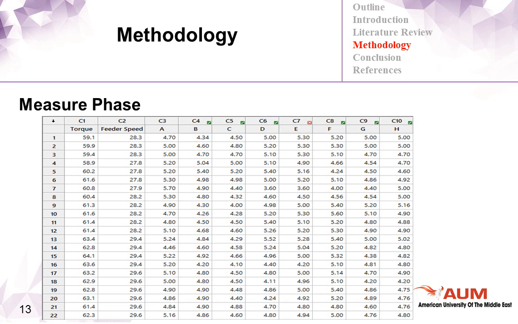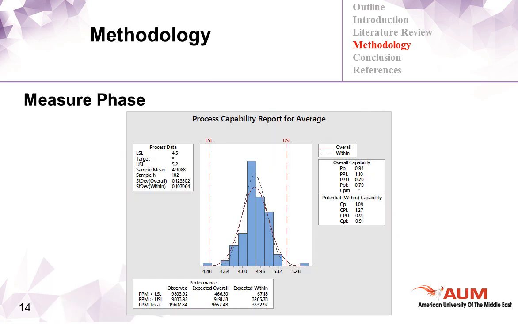Therefore, we collected raw data from the company and inserted it into Minitab as shown in the slide to be able to find the process capability report for the average wall thickness of the current process. From this process capability report, we can see that we have bars out of the specification limits, and our process capability Cp of 1.09 is not equal to our process capability index Cpk of 0.91, which indicates that the process is not centered and has to be improved.